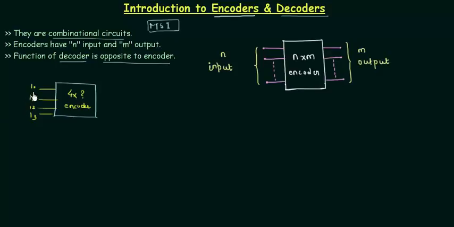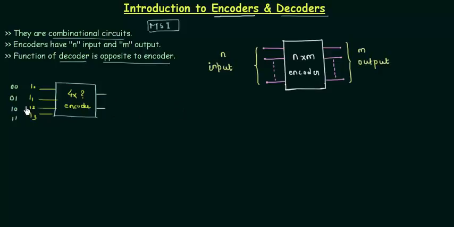For example, out of these 4 inputs, if a single input is high all the time, either I0 is high, I1 is high, I2 is high or I3 is high, but only a single input is high in every case, then what is the need to use these 4 data lines? You already know that for 4 inputs, I can have 2 bits to represent them. I0 can be represented as 0 0, I1 as 0 1, then 1 0 and then 1 1. So instead of 4 data lines, I can have 2 data lines. So the value of m will be 2.